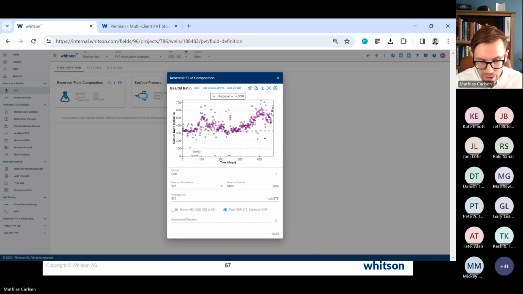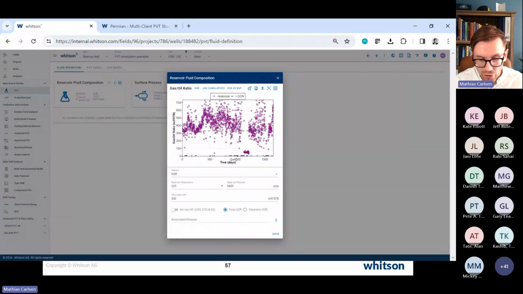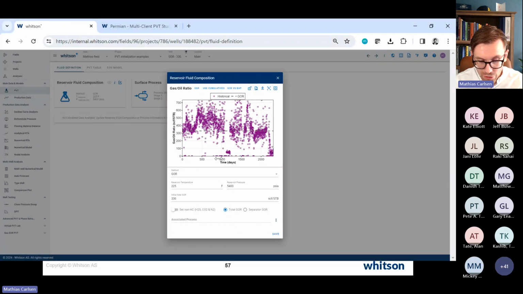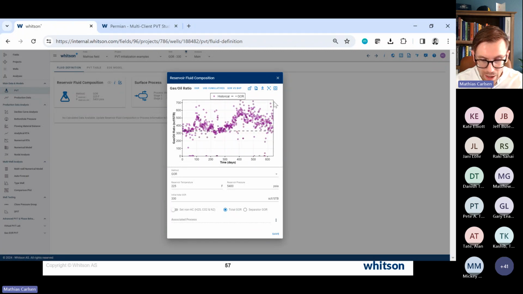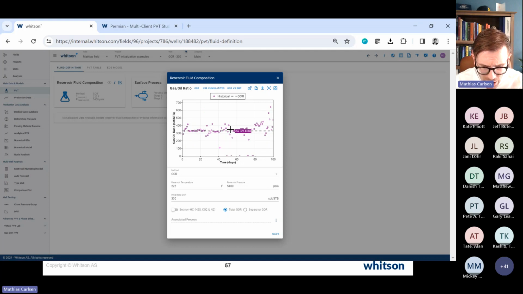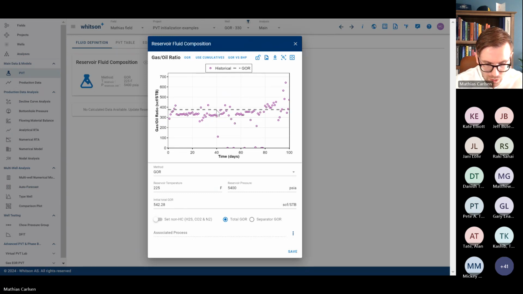As I drag this over, I see that eventually this thing is going below the saturation pressure, and GORs are changing a lot. But my job as an engineer is to try to find what the in situ representative GOR is. I can drag this line up and down, and that's connected to my data point here.